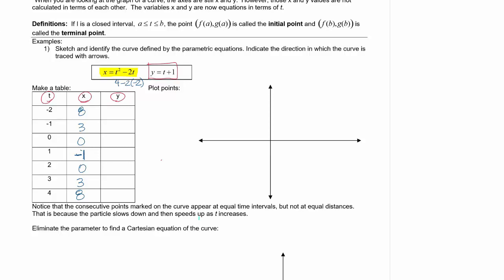Okay, so now let's figure out the y's. So y is t plus 1. That should be a little bit easier calculation for me to do. So I'll go through here and do those. If I put negative 2 in for t into the y, it's negative 2 plus 1, which is negative 1. Negative 1 plus 1 is 0, 0 plus 1 is 1, etc.